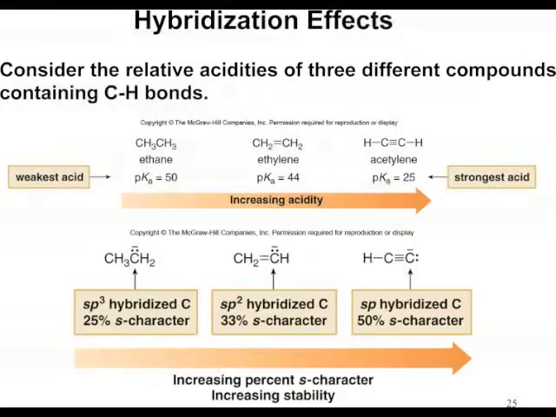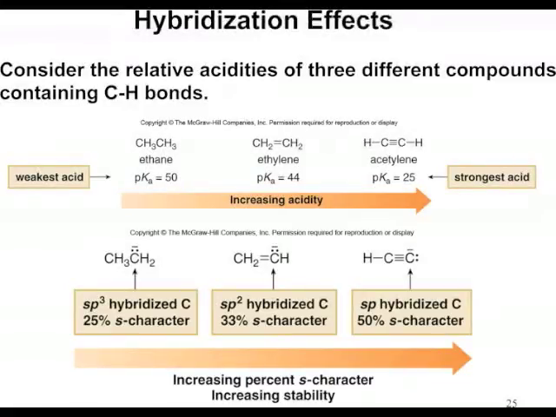Finally, let's look at hybridization effects. The pKa of ethane is 50, of ethylene 44, and of acetylene 25.